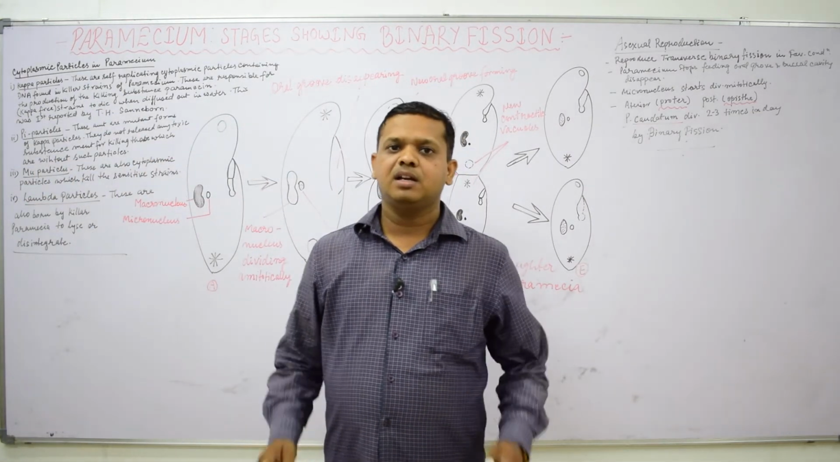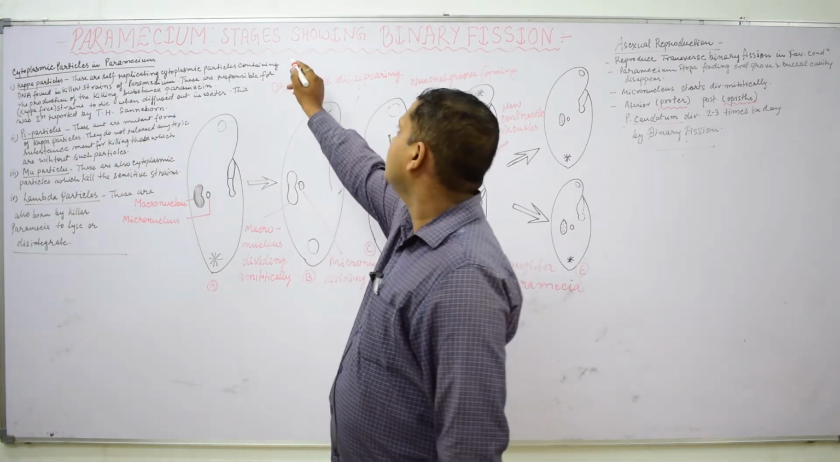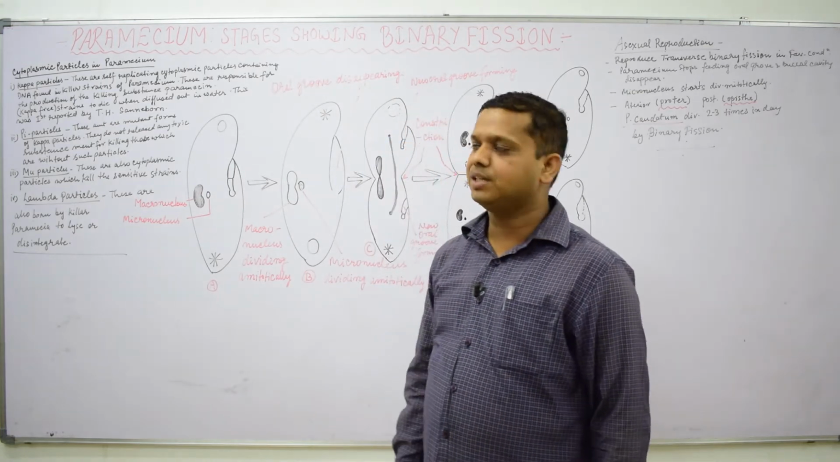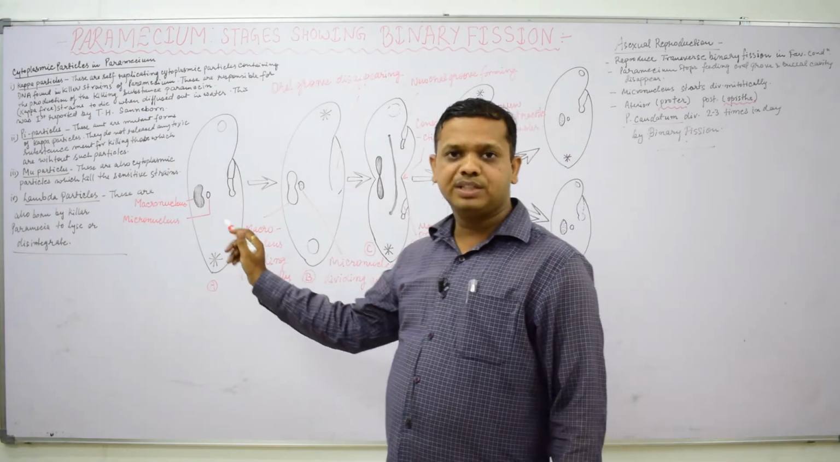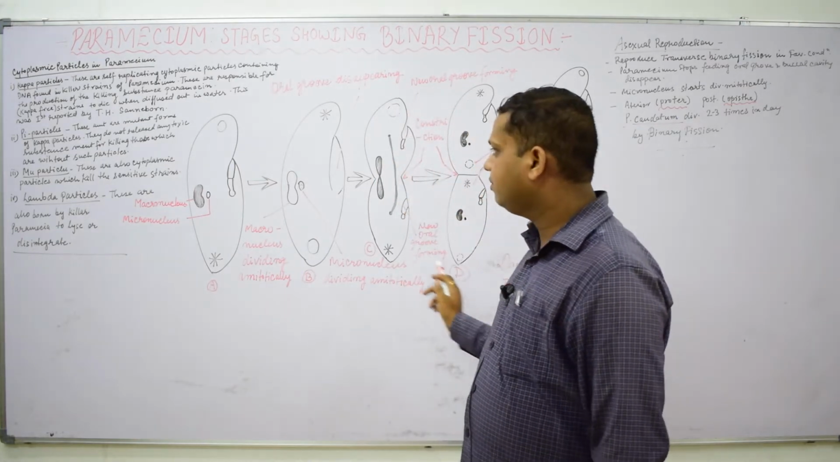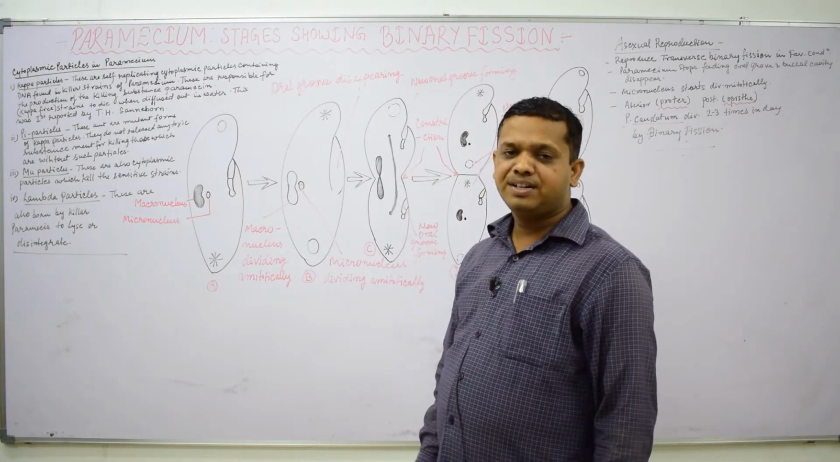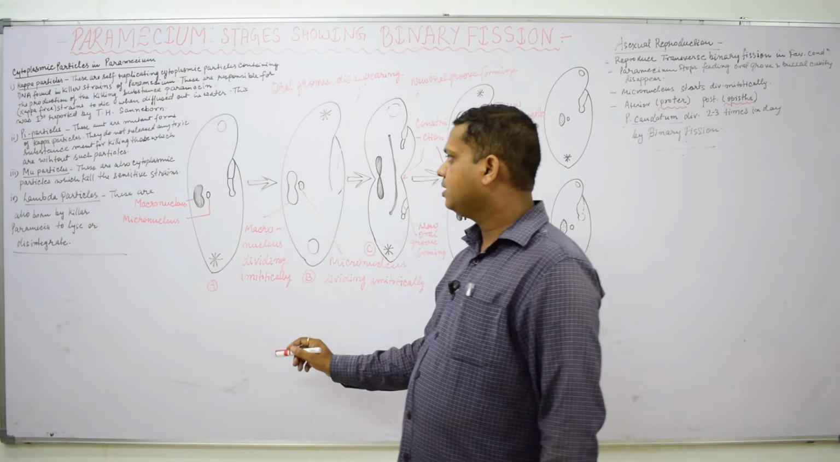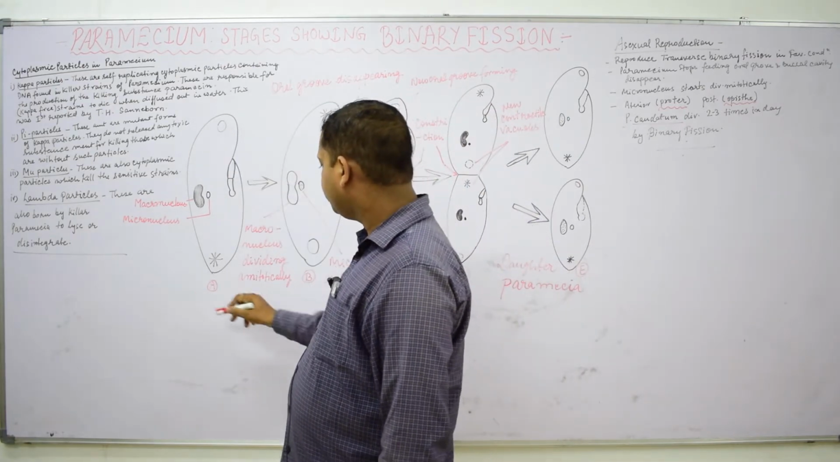Good morning friends. Today we will talk about paramecium stages showing binary fission. With the help of this diagram we will understand how binary fission takes place in paramecium. Suppose this is a normal diagram of a binary fission.